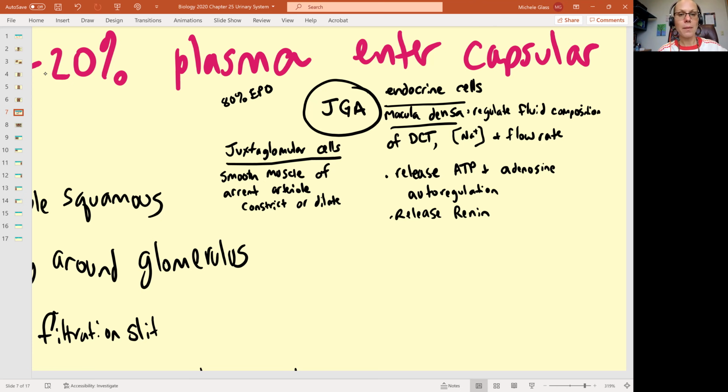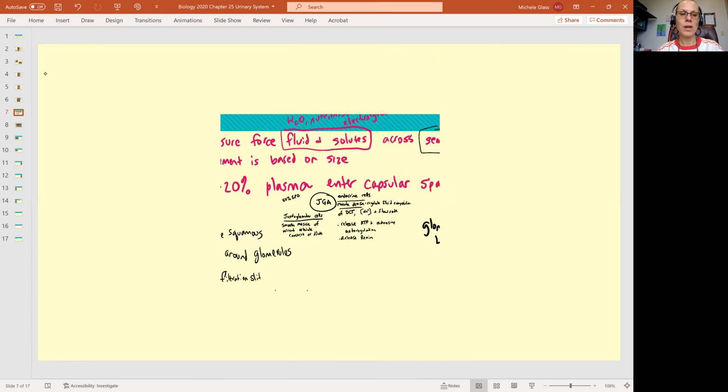Okay. Up next, let's take a look at the details of that glomerular hydrostatic pressure and how we actually get filtration to occur. So stay tuned.